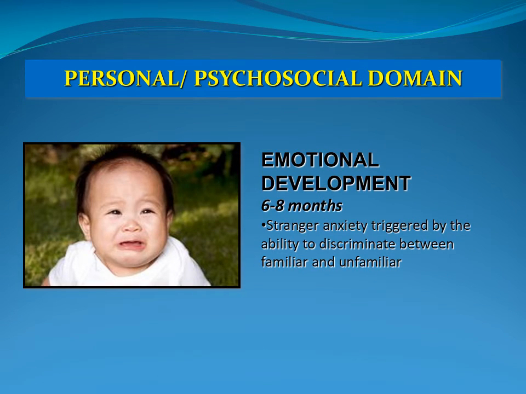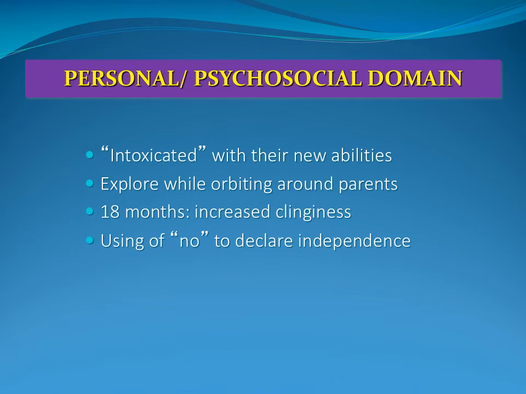By 6 to 8 months, you would note that these infants would already have stranger anxiety triggered by the ability to discriminate between familiar and unfamiliar faces. Likewise, your personal psychosocial domain will involve intoxication with their new identities with regards to their new abilities. They explore while orbiting around parents. At 18 months of age, they show increased clinginess to their parents or guardians, and use the word no to declare independence.